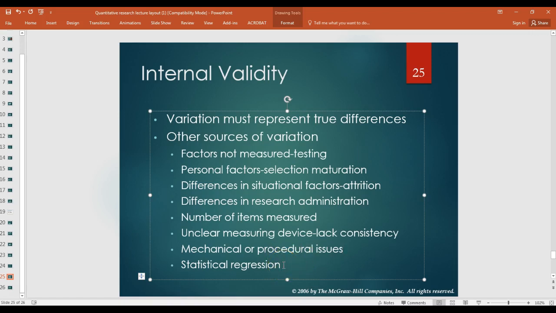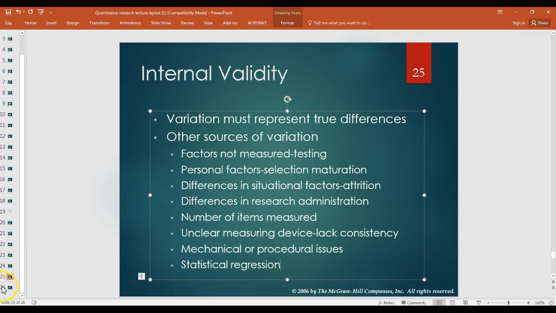Statistical regression, and that's when there are extreme low scores or extreme high scores, or a huge difference between before and after the treatment. This is called statistical regression, which shows that there's something fishy, something is going on in the data collection or the treatment or in the analysis. So you have to address these as part of your internal validity.